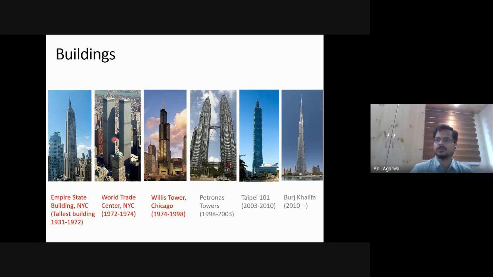Does anybody know the name of that building? Freedom Tower, right? Have you heard of Freedom Tower? Okay, so now they have built a new building. It is already inaugurated and it's functioning. That building, I think, is slightly taller than these two towers. It's a single building, but that is also made in steel.